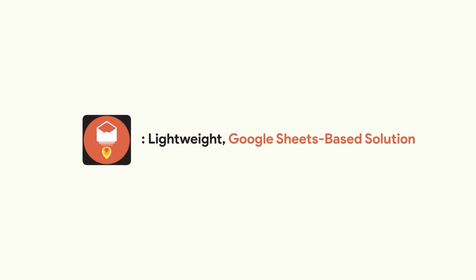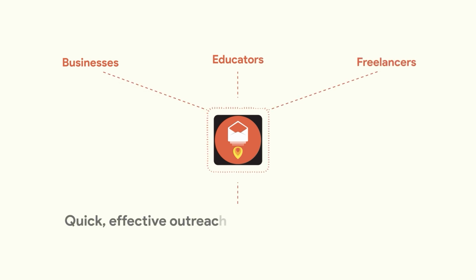YAMM, a lightweight Google Sheets-based solution. If you're looking for a simple and efficient way to send personalized email campaigns directly from Gmail, Yet Another Mail Merge, YAMM, is the perfect tool. It's ideal for businesses, educators, and freelancers who need quick, effective outreach without complex automation.